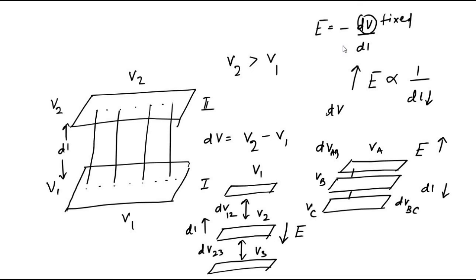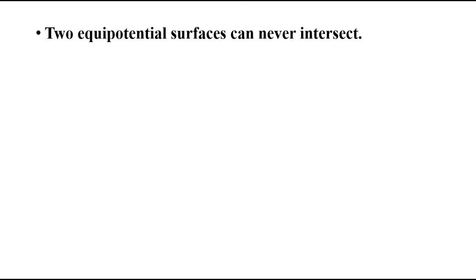So this is the equipotential surface. It gives us information about the strength of the electric field. Then here we have another important property, which says that two equipotential surfaces can never intersect. Let us try to understand this. See, let us say we have an equipotential surface here.